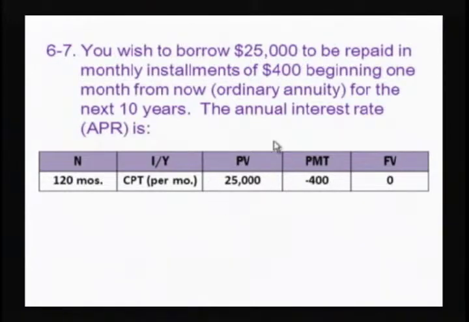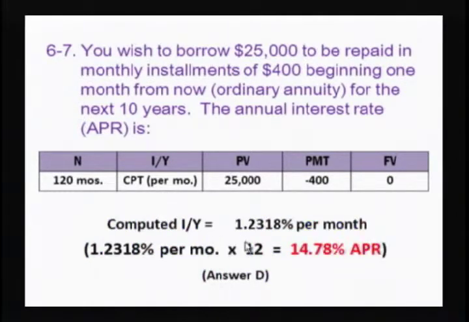You borrowed $25,000 today, that's a positive present value, and the payment is something you pay out, so that's negative $400. Everything is monthly, so when you compute the I/Y, you'll be calculating rate or percent per month, which you'll multiply by 12 to get an APR. So the monthly rate is 1.2318% per month, multiply by 12, and the APR is 14.78%.